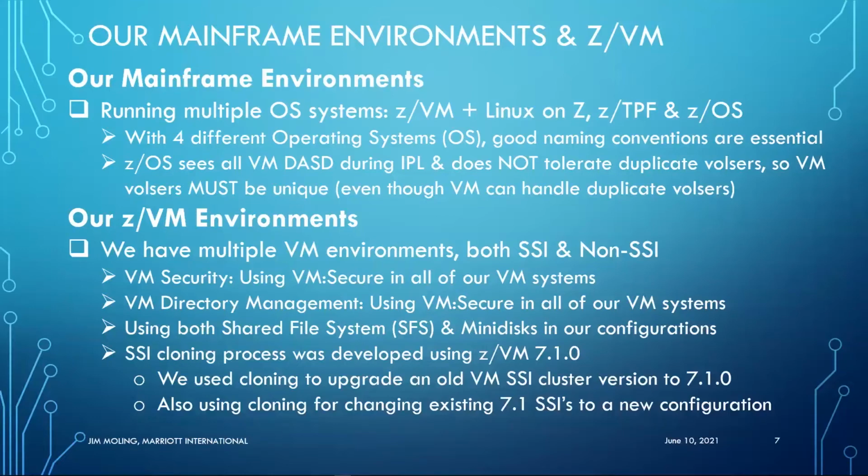So with such a varied environment, that makes all the more a good reason for having good naming conventions so that you don't step on each other. Particularly when you have some sensitivities. For example, z/OS sees all the VM DASD when it's IPLing, and it does, well, not that it doesn't like or tolerate duplicate volsers. The operators don't like having to respond to all the messages. If you have a lot of duplicate volsers, VM volumes, they get asked for every single duplicate, which one should I bring online to z/OS? Not a lot of fun.